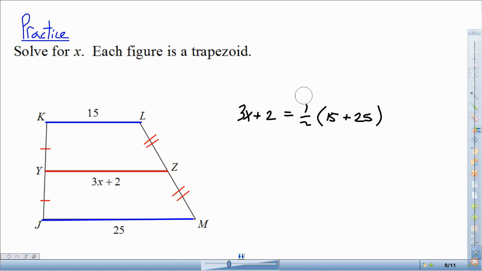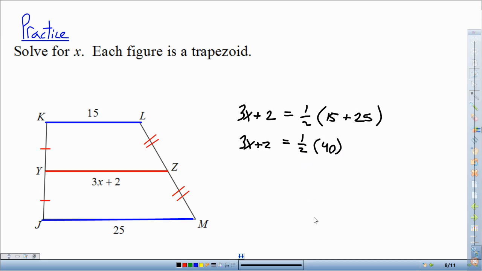Okay, so what's happening on this problem is kind of what I warned you of on the last one. My variable did not end up in the parentheses. It was part of the mid-segment, so it ended up over here. Okay, just make sure you get your parts in the right spot. Don't worry about where the variable lands. Just worry about getting your parts in the right spot. Okay, but I do have some simplifying I can do here. So I got a 3x plus 2 equals 1/2 of 15 plus 25. Looks like I'm going to get a 40 inside of this thing.